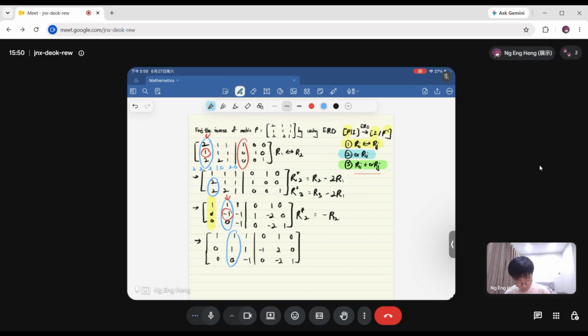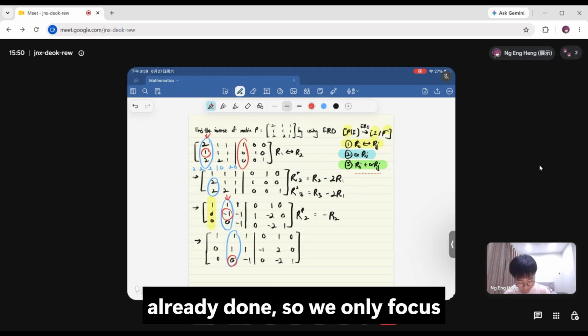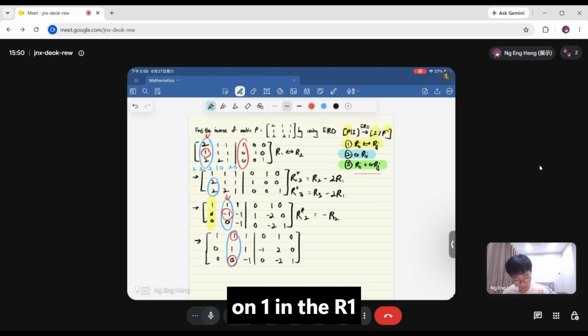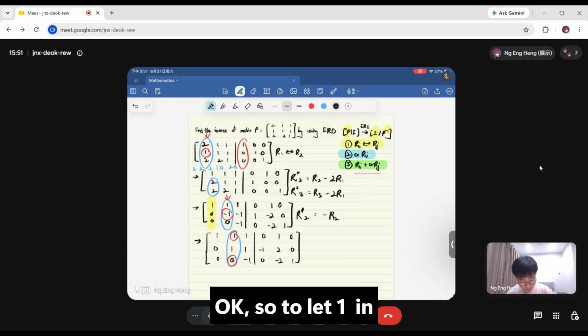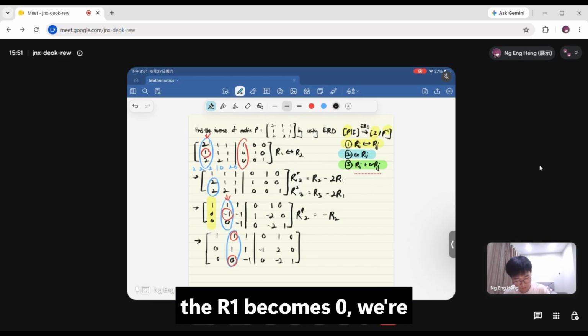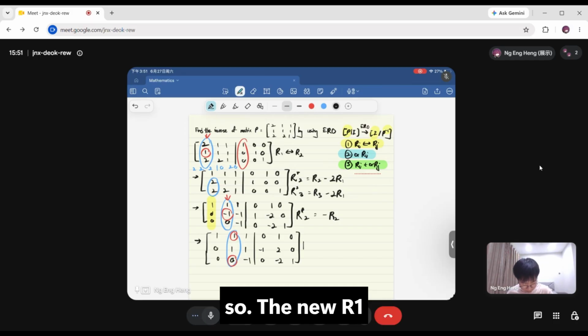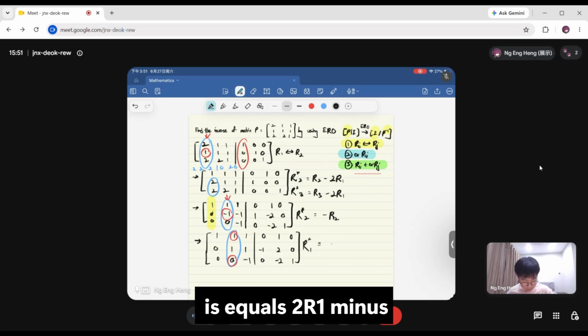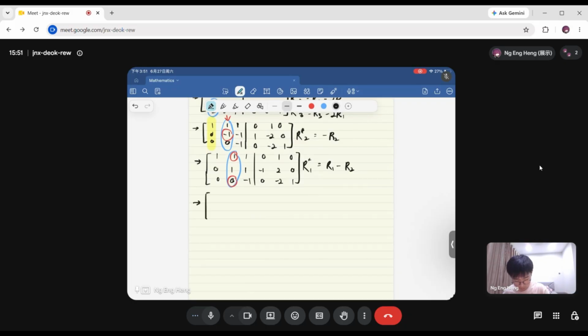Since the 0 in row 3 is already done, we only focus on the 1 in row 1. Okay, so to let the 1 in row 1 become 0, we're going to use the third operation. So the new row 1 is equal to row 1 minus row 2. 1 minus 1, 0. 1 minus 1, 0. 0 minus negative 1, plus 1. 1 minus 2, negative 1, 0.